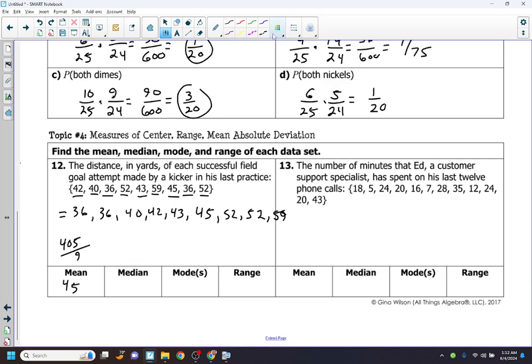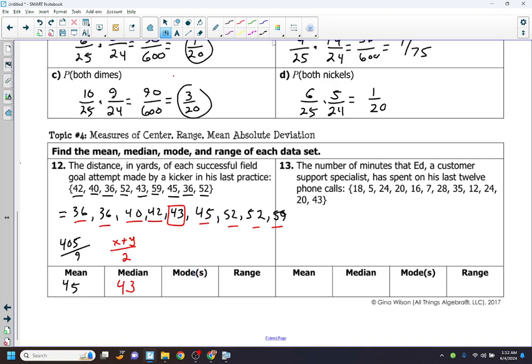Now the median, I want the middle of the numbers. To find the middle, I count from the outside in. In this case, I only have one middle number, which is 43. Reminder, if you have two middle numbers, you just add the first number plus the second number and then divide it by 2. You get the average of the two numbers, okay?